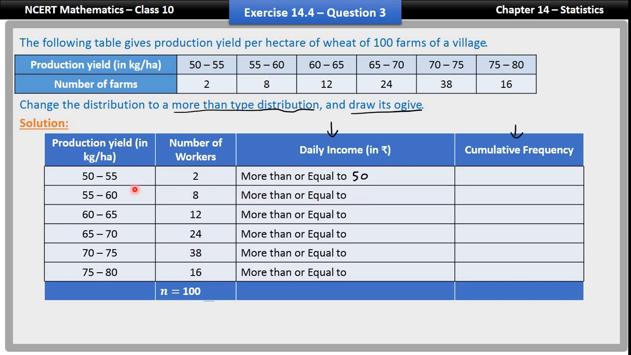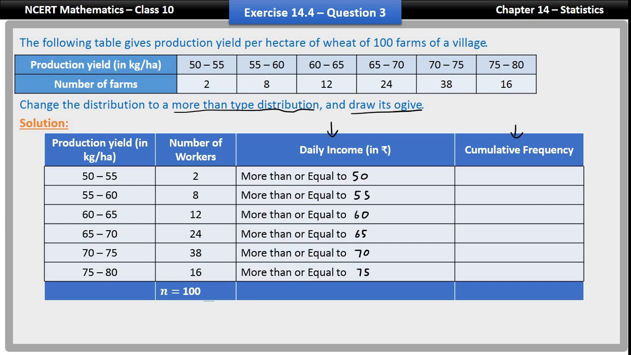Here again you need to write the lower limit of this class, that is 55. Here the lower class limit is 60. Here the lower class limit is 65. Here the lower class limit is 70. Here the lower class limit is 75. So this is how you need to approach.